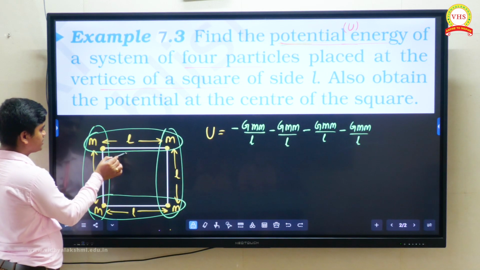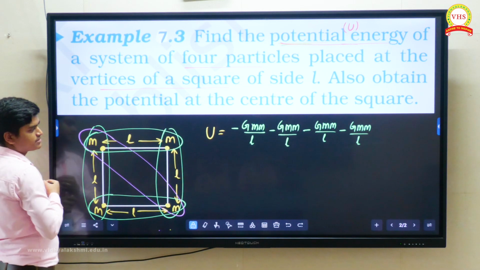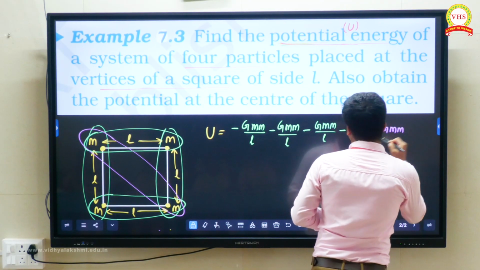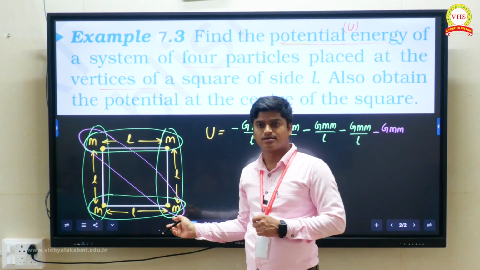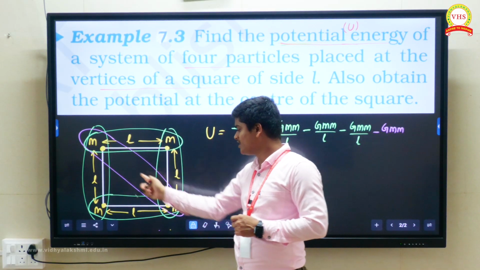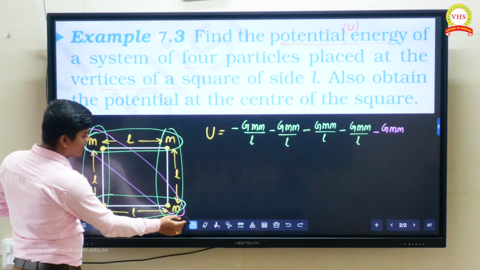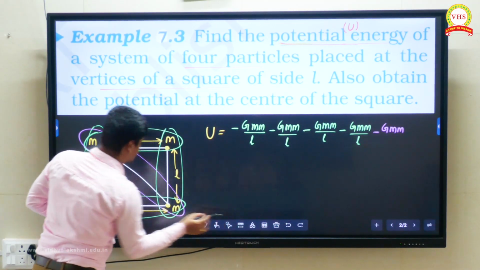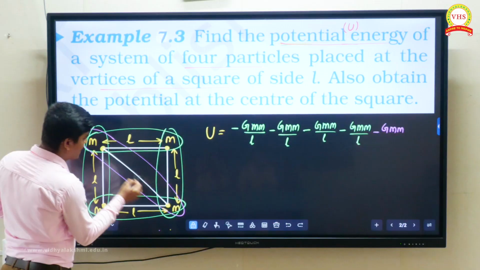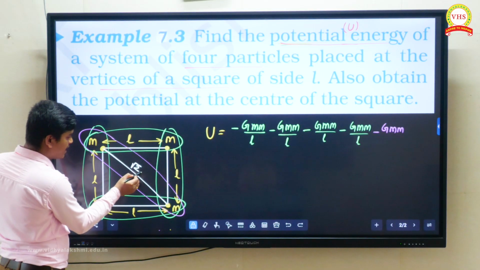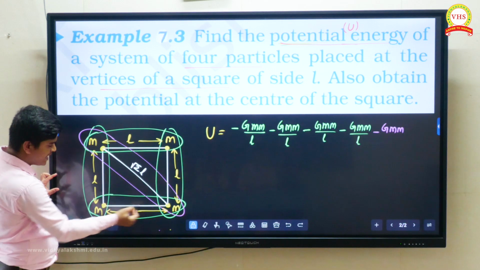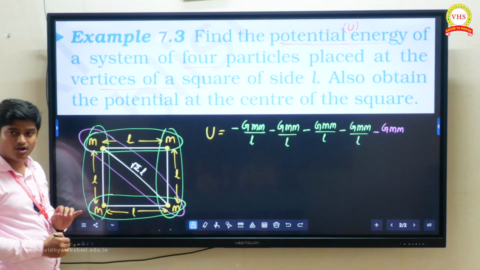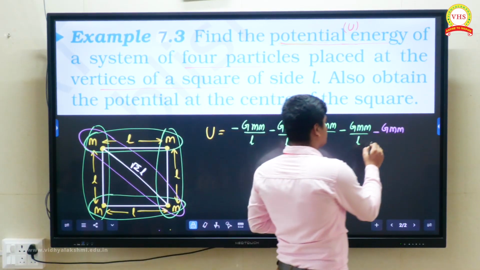If I consider these 2 masses, what will I write here? Minus G m m, where G is the gravitational constant, the product of masses, and the distance between them. What is the distance between them? This is the diagonal, from here to here. If the square side is L, the diagonal will be root 2 L, because L squared plus L squared gives root 2 L. So the diagonal is root 2 L.